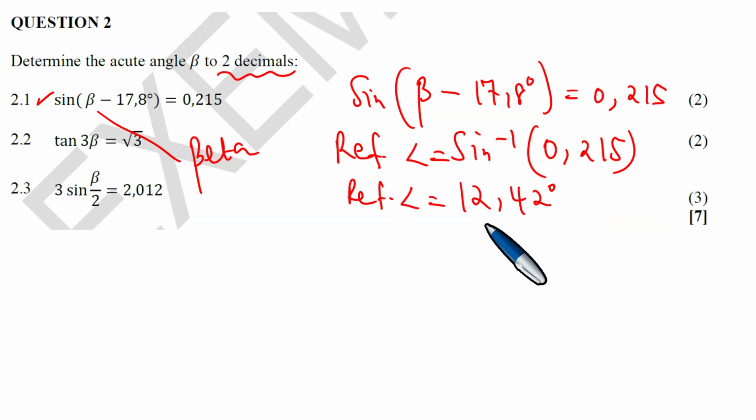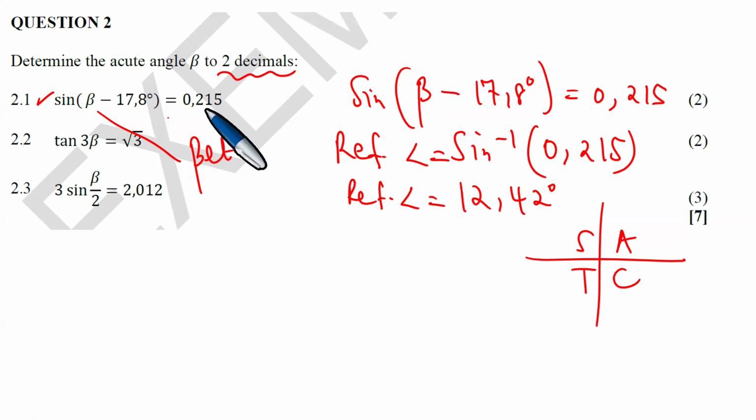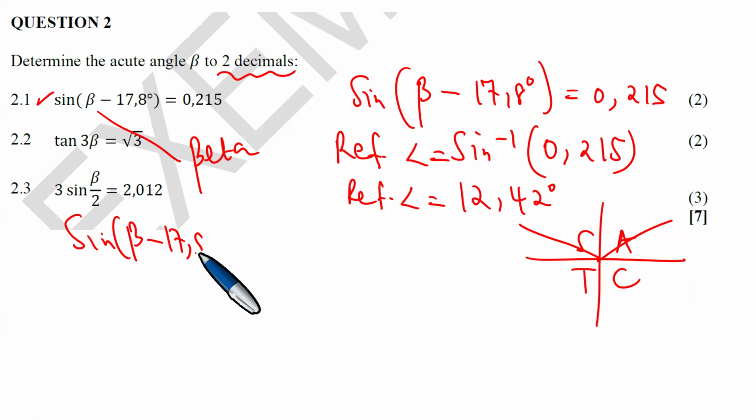how many answers are we able to get from there? Now, we use CAST. We have that this ratio is positive. So it means that we expect an angle in the first quadrant where all are positive, and another one in the second quadrant. Which means therefore we shall write sine of (beta minus 17.8 degrees) equals 0.215.